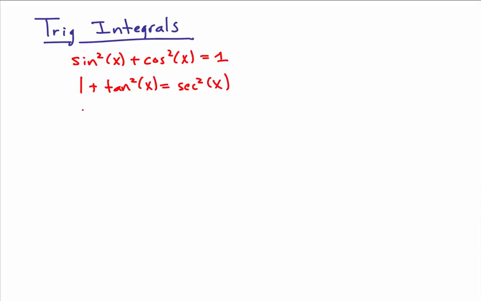Another trigonometric identity, 1 plus tangent squared equals secant squared, and 1 plus cotangent squared equals cosecant squared. And of course, these other two can be derived from the first pretty easily if you forget.